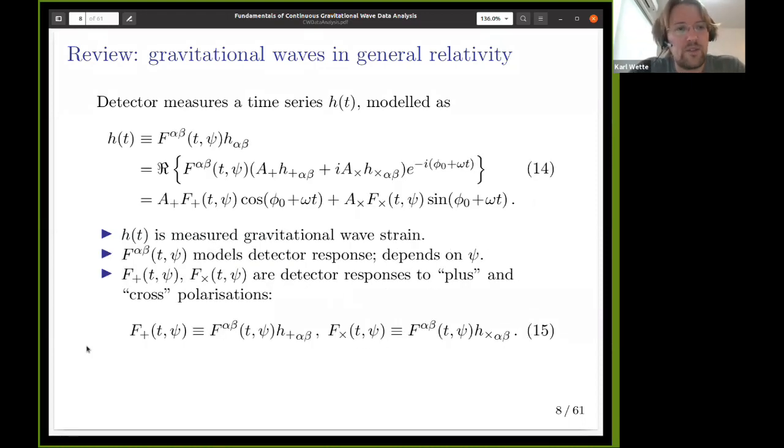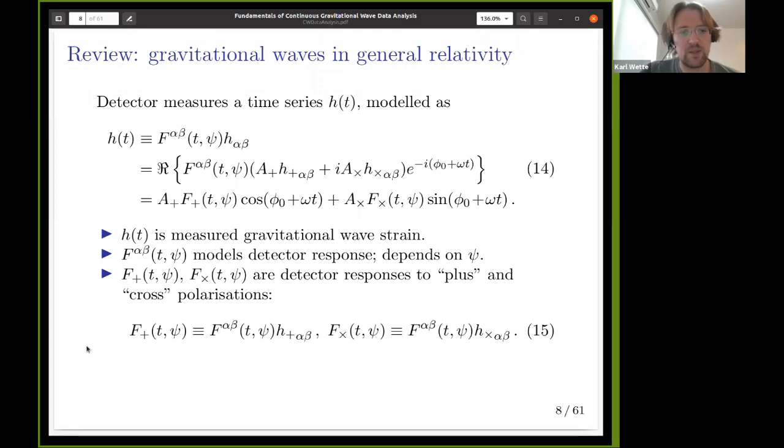And the final thing is that when we actually measure gravitational waves, we always measure a tensor. We measure some time series conventionally called h of t. We model that measurement as having a detector response tensor D alpha beta, and then we contract that with our wave solution, and we get some scalar function that we measure, which is given in equation 14.